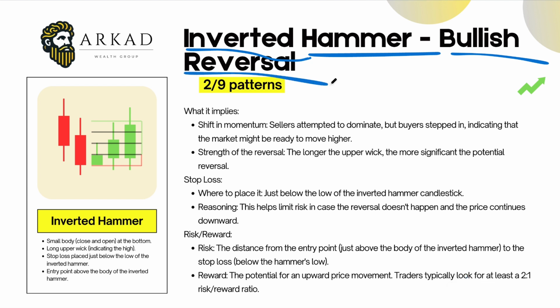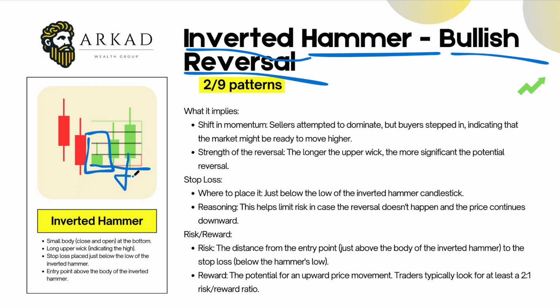And then this is a bullish reversal as well. So it's just the hammer that's flipped upside down, so the handle is on the upside. Same way, the stop loss is much smaller than the other one. Small body, close and open. Long upper wick. Stop loss placed below the low of the inverted hammer, so right here. So that's your stop loss.